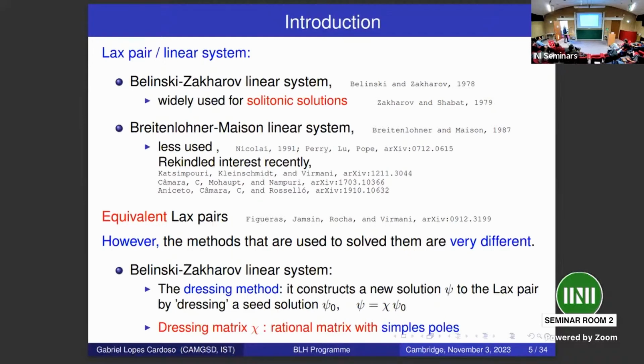It was then further studied by Nicolai in the early 90s, and also by Perry, Liu, and Pope in 2007. And then it lay dormant for a while until interest in this linear system was rekindled in papers by Katsimpouri, Kleinschmidt, and Virmani, and then we also went ahead and worked on it.